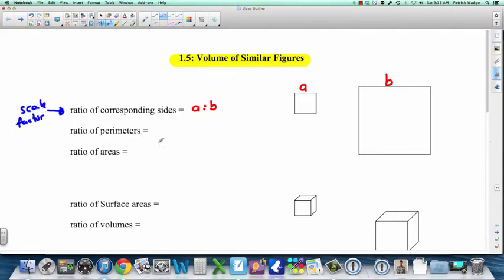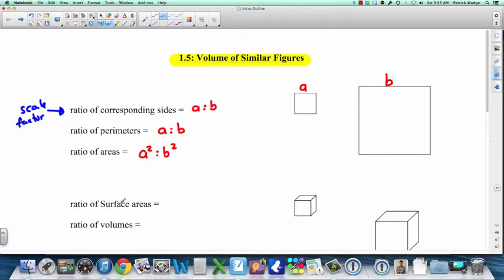Next, what's the ratio of perimeters? Do you remember this from last day? If two similar figures have a ratio of corresponding sides of A to B, then their ratio of perimeters is A to B. It's exactly the same. How about the ratio of areas? It's not A to B anymore, it's A squared to B squared. We saw that last time.